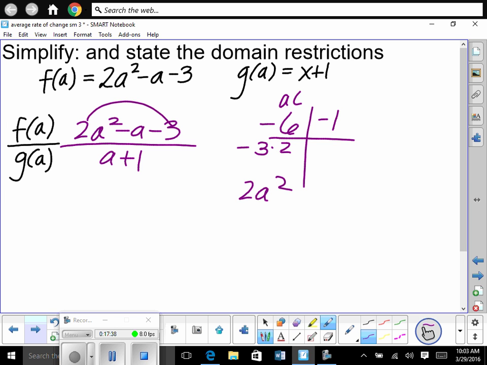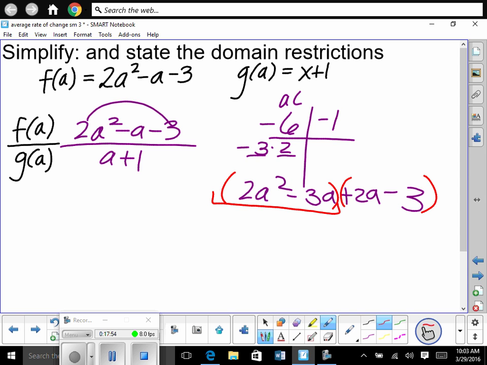So we drop down the end terms, 2a squared and -3. You break down the middle term as those two things, right? So minus 3a plus 2a. Is everybody comfortable so far? Then you group the first two terms, group the last two terms, and factor out what's in common. What's in common in that group? A. So then divide each term by what you factored out. So that would be 2a minus 3, right?